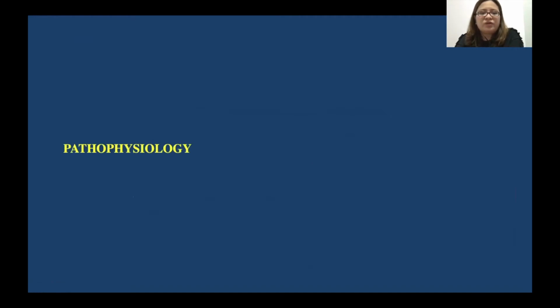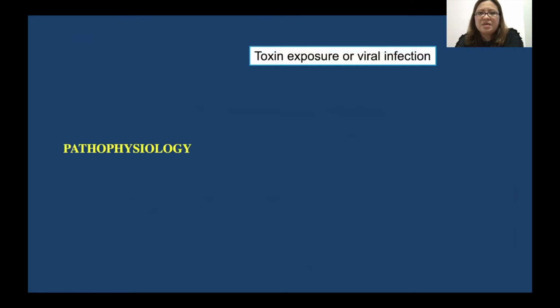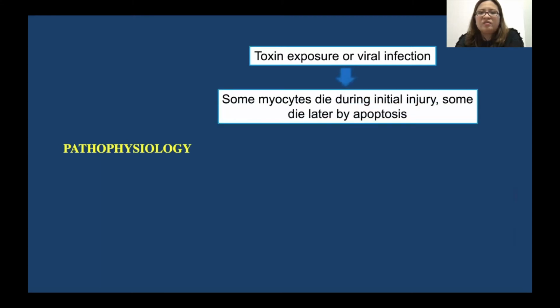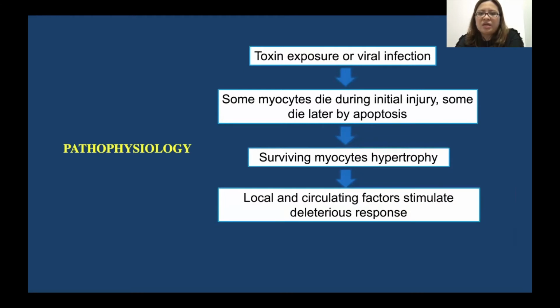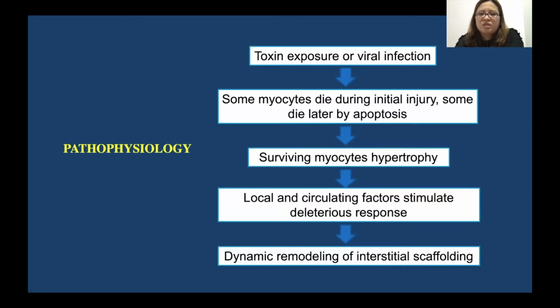Remember that. So for the pathophysiology of DCMP, there is toxin exposure or viral infection, followed by death of myocytes during initial injury, but some of them die later by programmed cell death or apoptosis. The surviving myocytes hypertrophy as a compensatory response. However, local and circulating factors stimulate a deleterious response, causing dynamic remodeling of interstitial scaffolding.